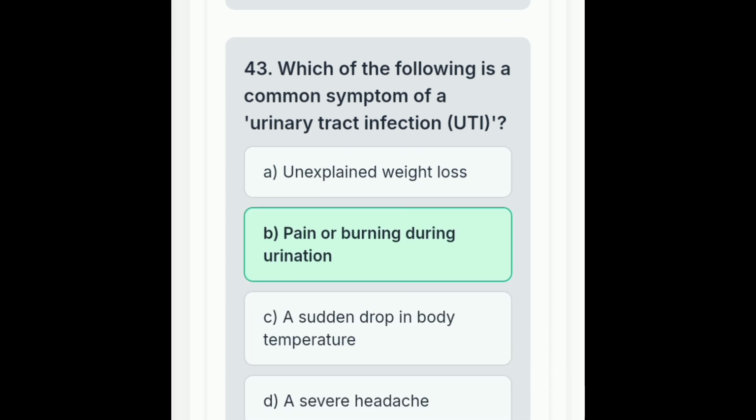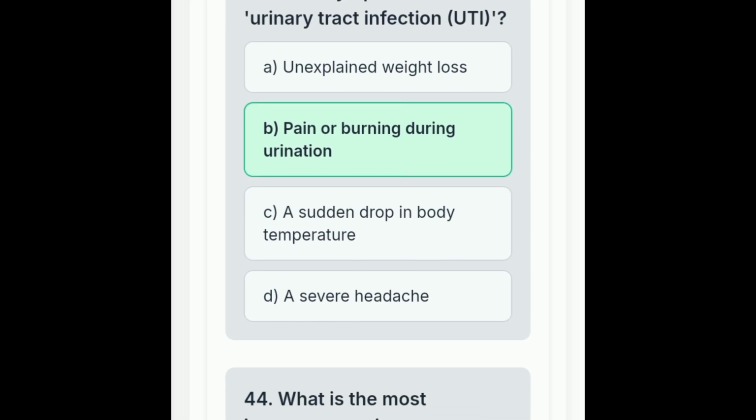43. Which of the following is a common symptom of a urinary tract infection, meaning UTI? Option A, unexplained weight loss. Option B, pain or burning during urination. Option C, a sudden drop in body temperature. Option D, a severe headache. So B is the correct.